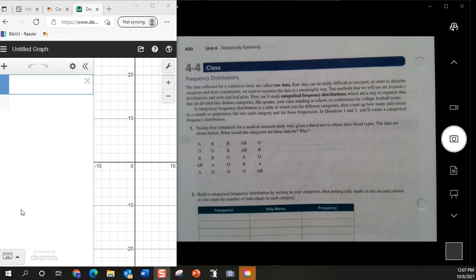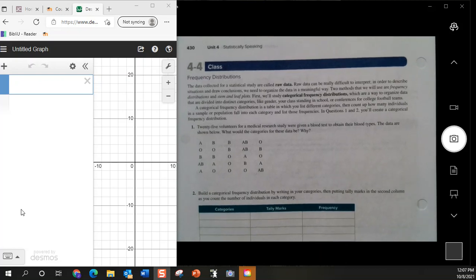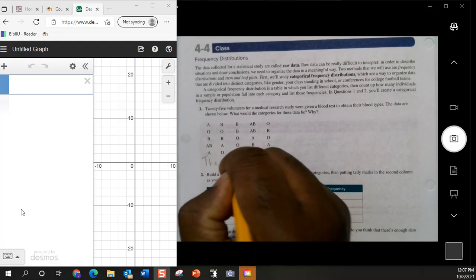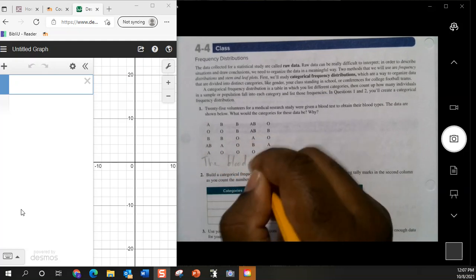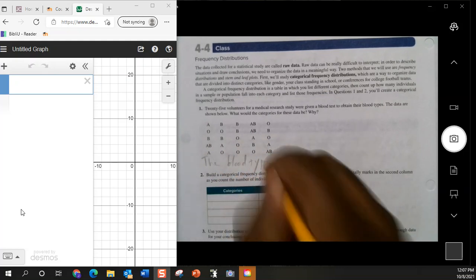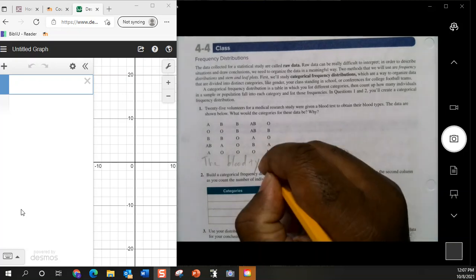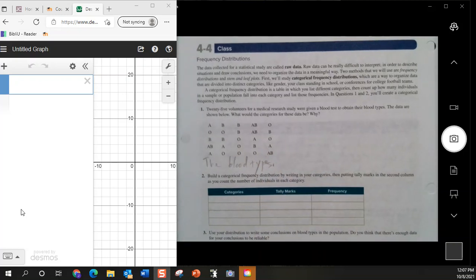Number 1, it says 25 volunteers for a medical research study were given a blood test to obtain their blood types. The data are shown below. What would the categories for these data be and why? Okay, basically, it will be the blood types. It will be the blood types because these can be divided up into their distinct categories. And this is the data that we're talking about.